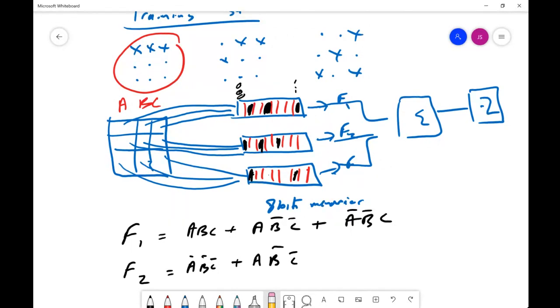The states for F1 are 7, 3, 0, 1, 2, 3, and 1. It is 7, that's correct. It's 3. Oops. That's a mistake there. It is not A and B and C. That's correct, it's 3. Okay.